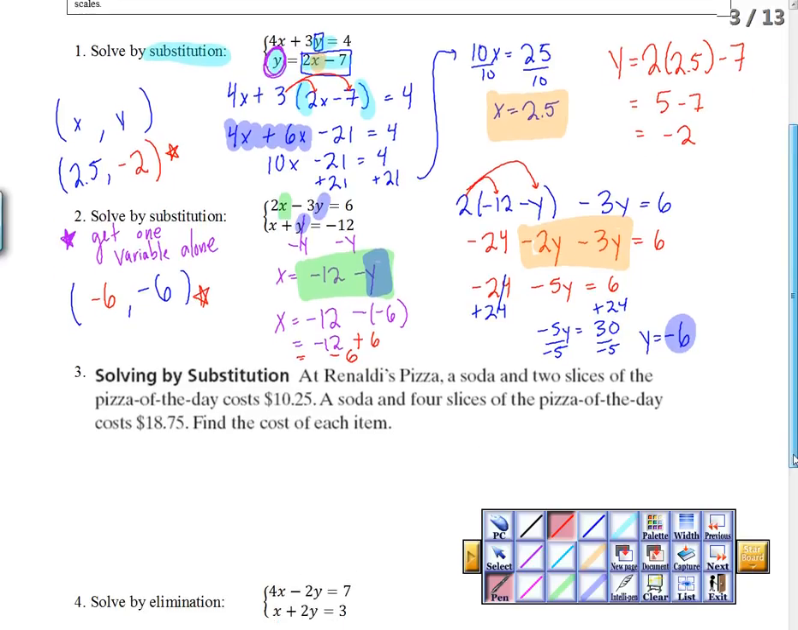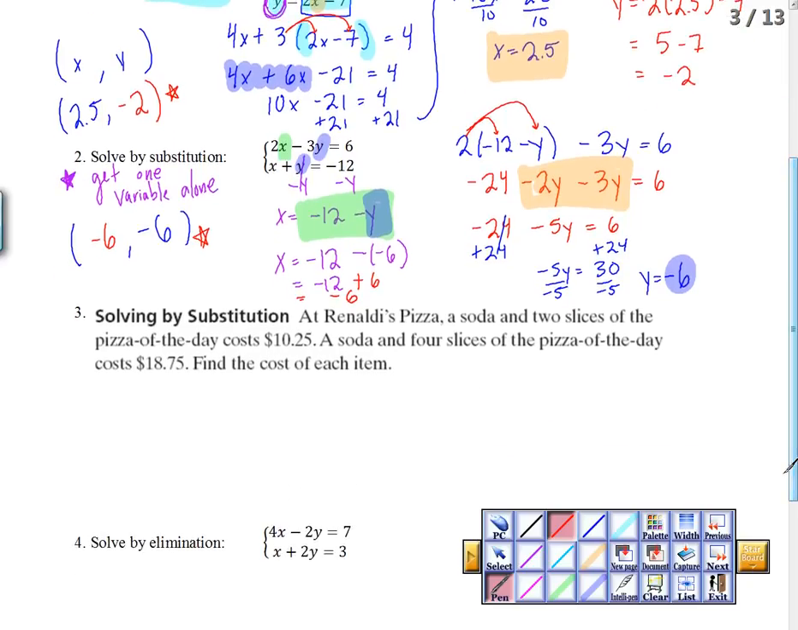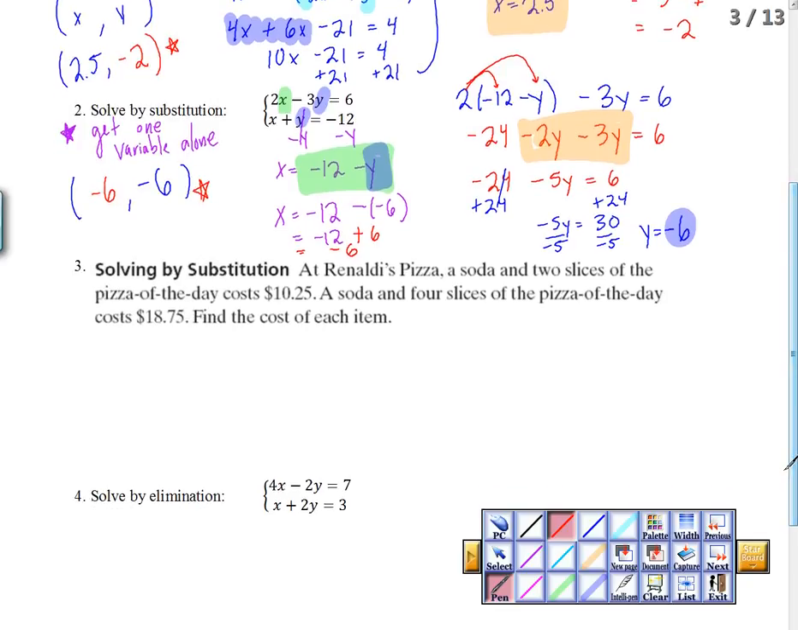Last example today, just 3, because we're splitting this up into 2 days. We'll do elimination tomorrow. So example 3 is still a substitution problem, but this one's in a context. So we have to create our system of equations first. They're not just given to us. At Rinaldi's Pizza, a soda and 2 slices of pizza of the day cost $10.25. A soda and 4 slices of pizza of the day cost $18.75. Find the cost of each item.